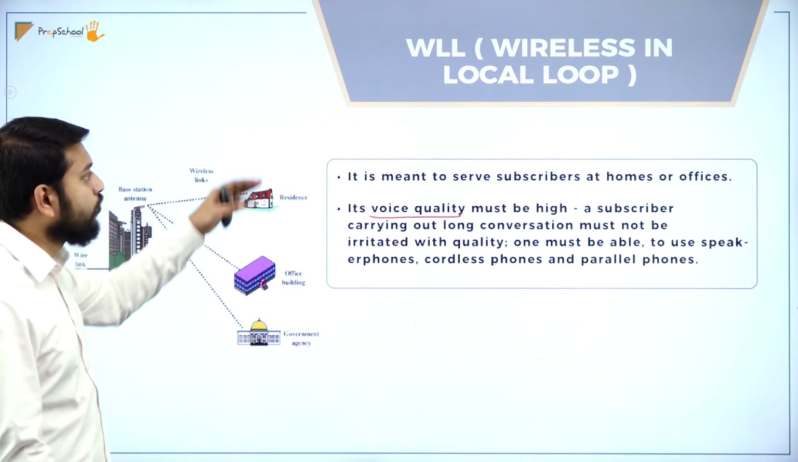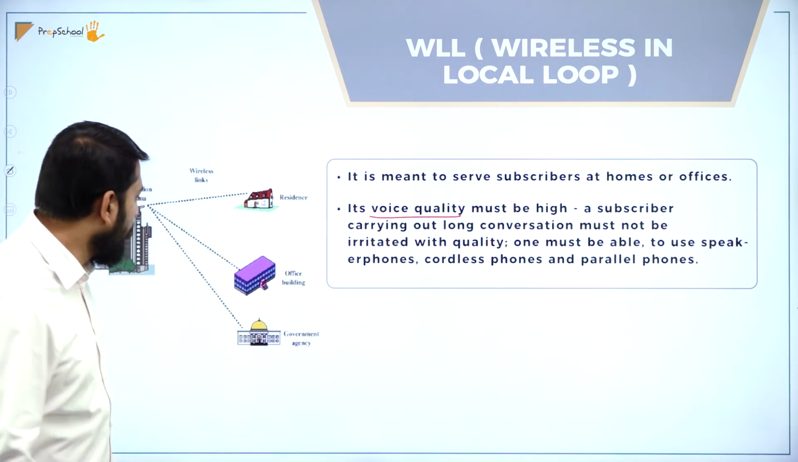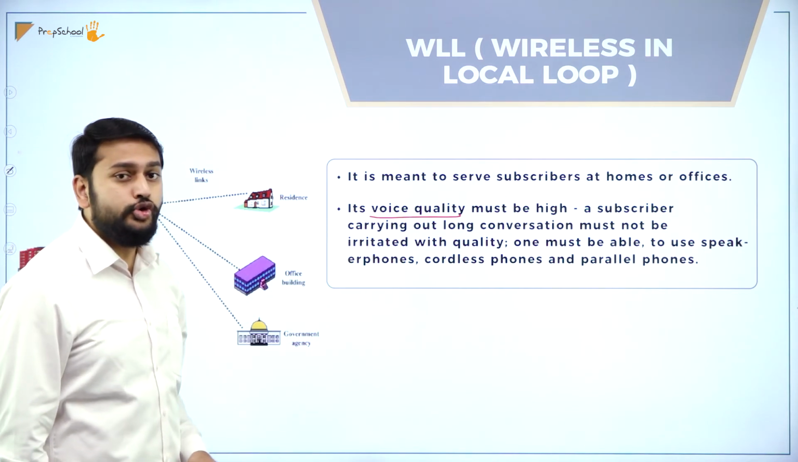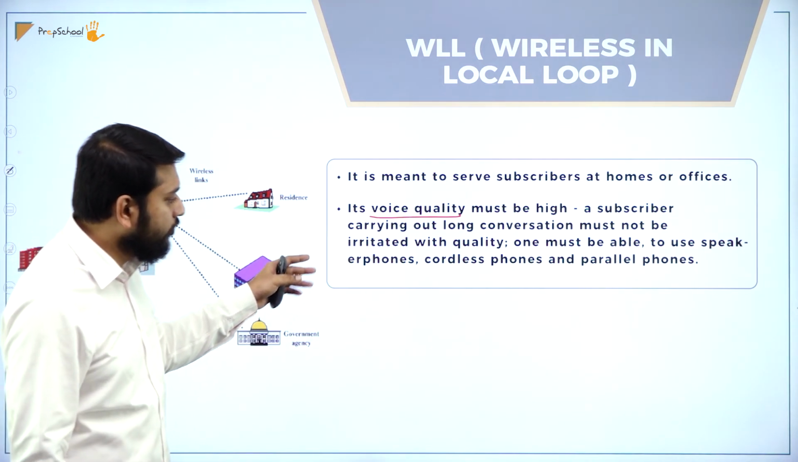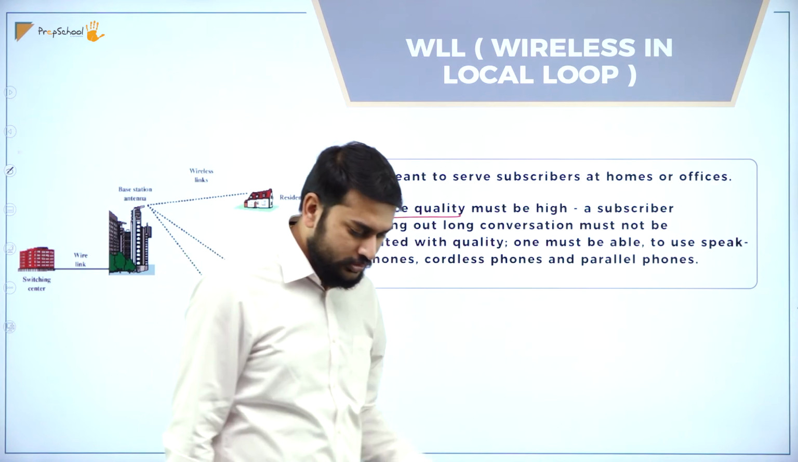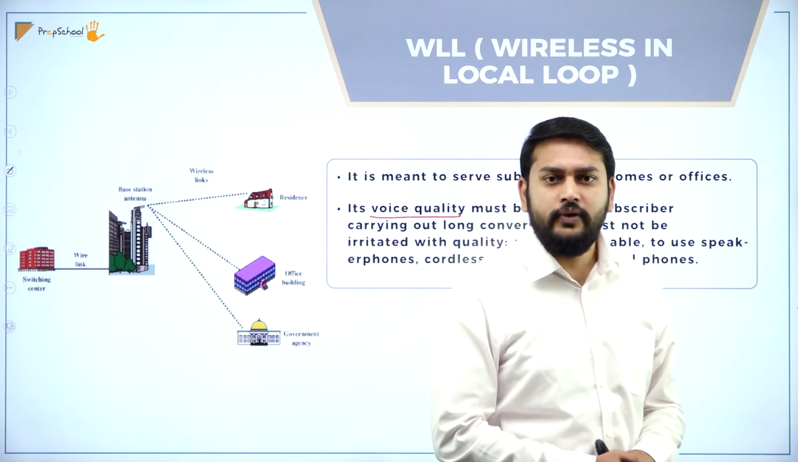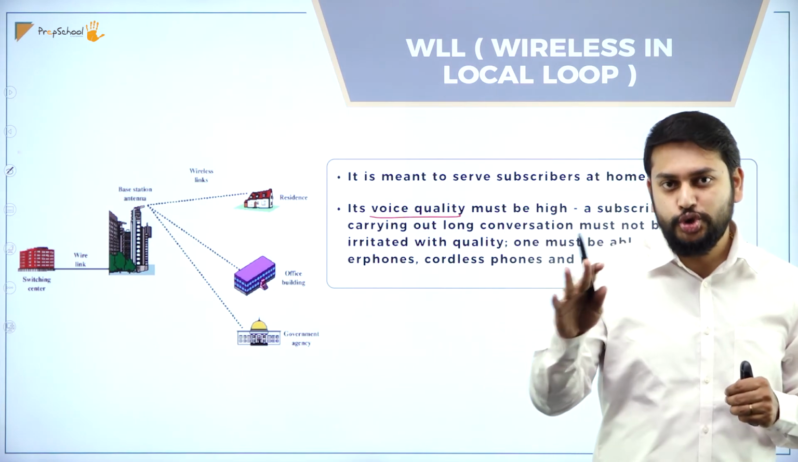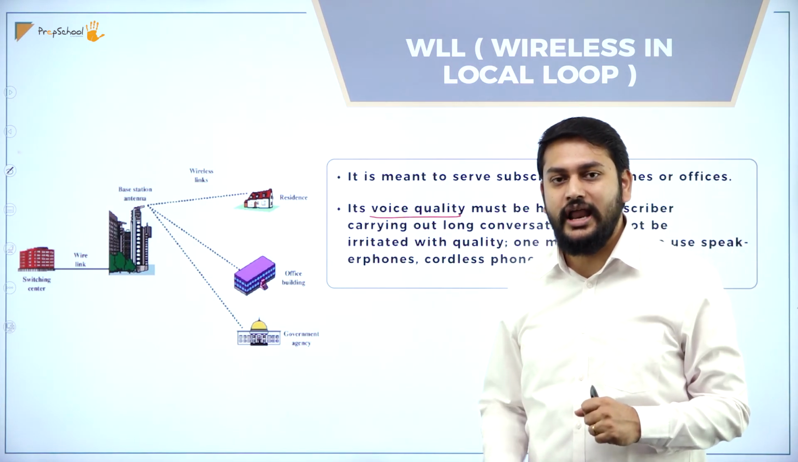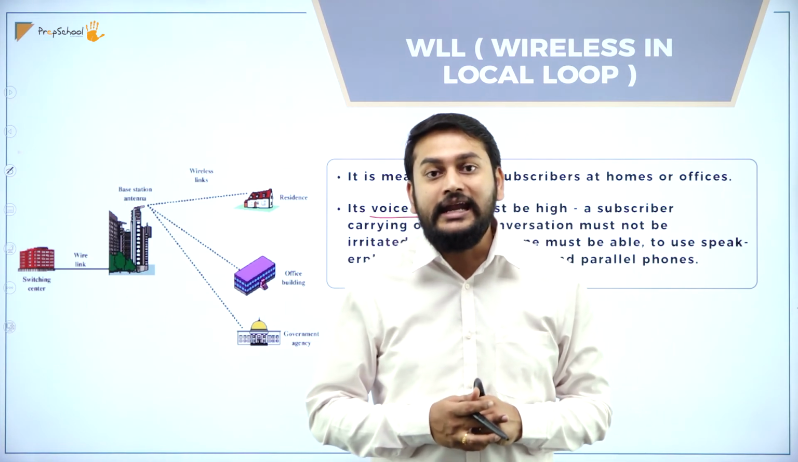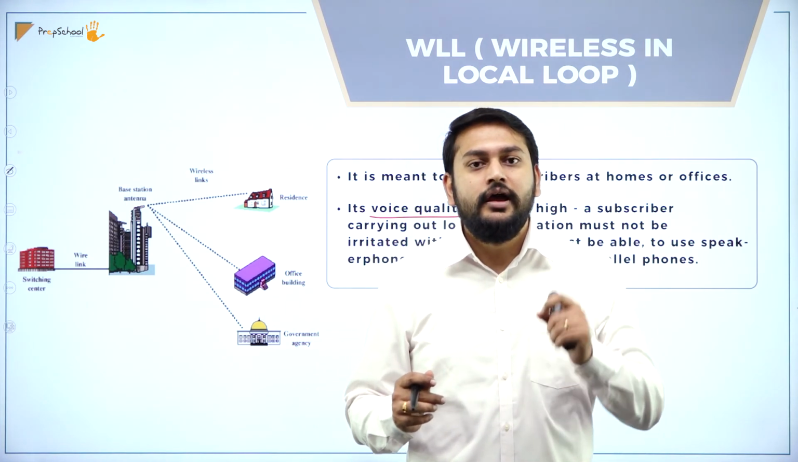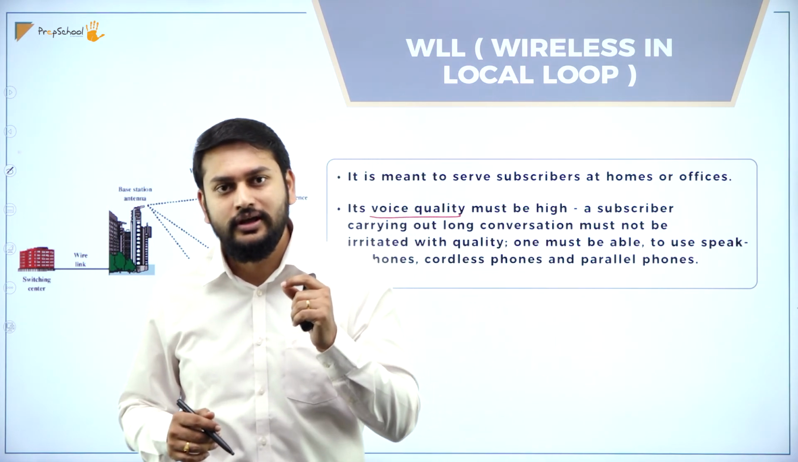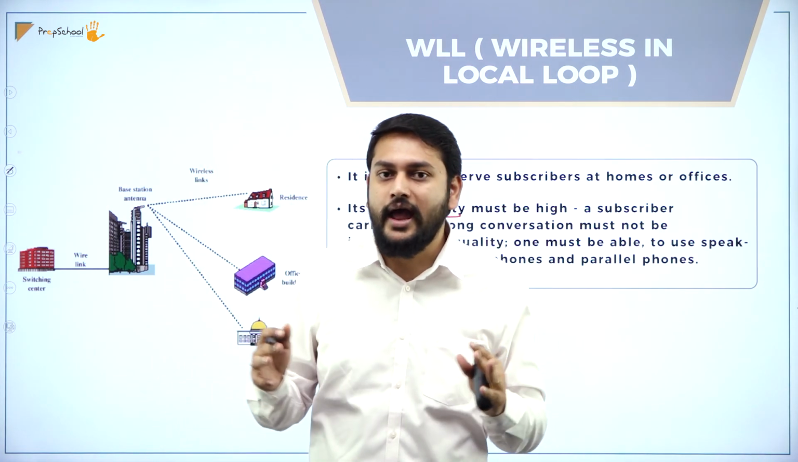WLL in the sense what? Wireless in local loop. That's what you have to remember. And one must be able to use the earphone, cordless phones and parallel phones. Basically, whenever you are inside your premises, the signal strength should be high, and it ensures line of sight contact, and it ensures quality output, with less packet loss and less data loss, is what I can tell you.